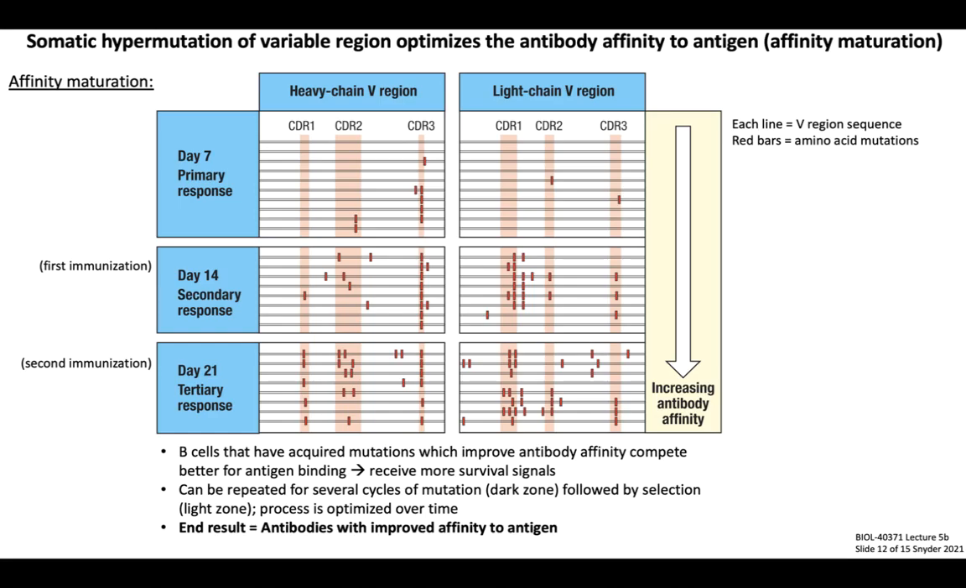This is represented in the figure by the accumulation of more mutations in the CDRs of a clone's immunoglobulin, which ultimately lead to the end result of generating antibodies with vastly improved affinity to cognate antigen. This entire process is referred to as affinity maturation and is a key component of the germinal center B cell response.